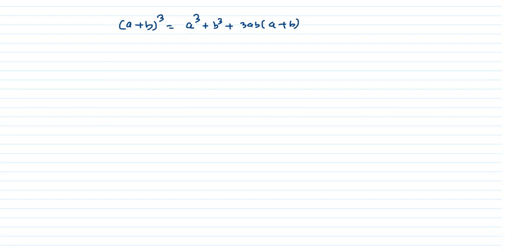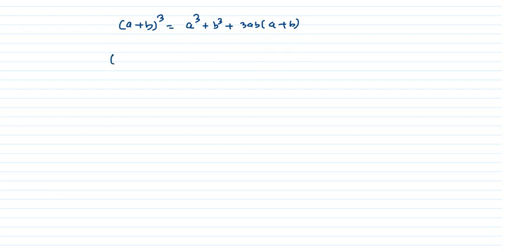See what happened? a cube, first term cube; b cube, second term cube; plus 3, since it is a cube, you have to write 3, then the multiplication of both terms, ab. Then at the last, you have to just copy the whole question here, same to same. That's it. That is the formula. If you do 2-3 sums a couple of times, you will be able to remember. Okay, very easy.